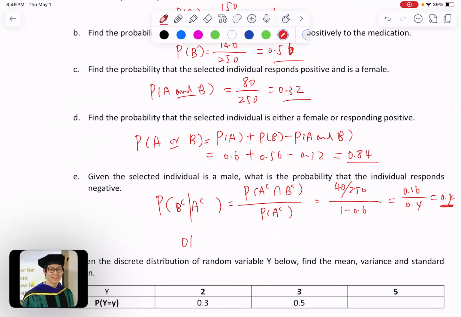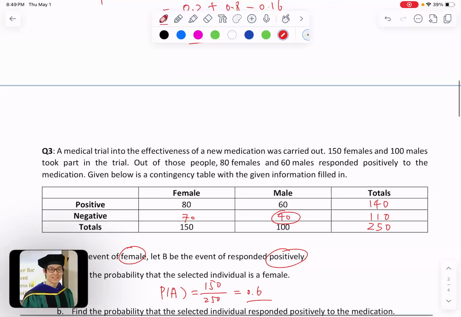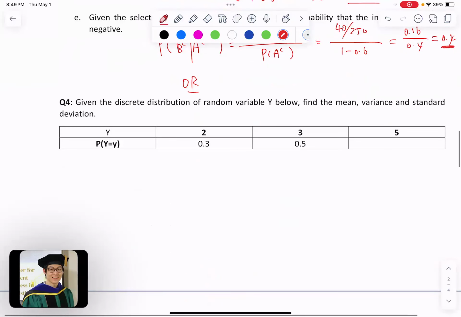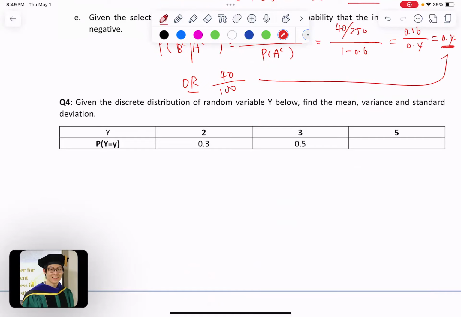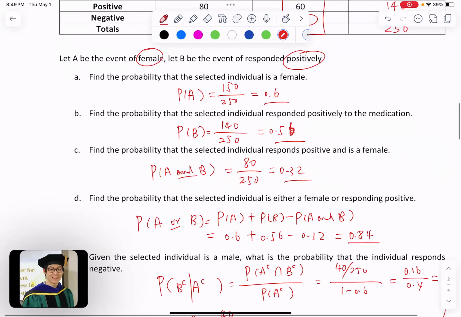Or we can just use the definition. The definition is conditioning on male and the response negative. Conditioning on male, negative is 40 over 100. So we use 40 over 100. That also gives us 0.4. All right, that's all for question 3.